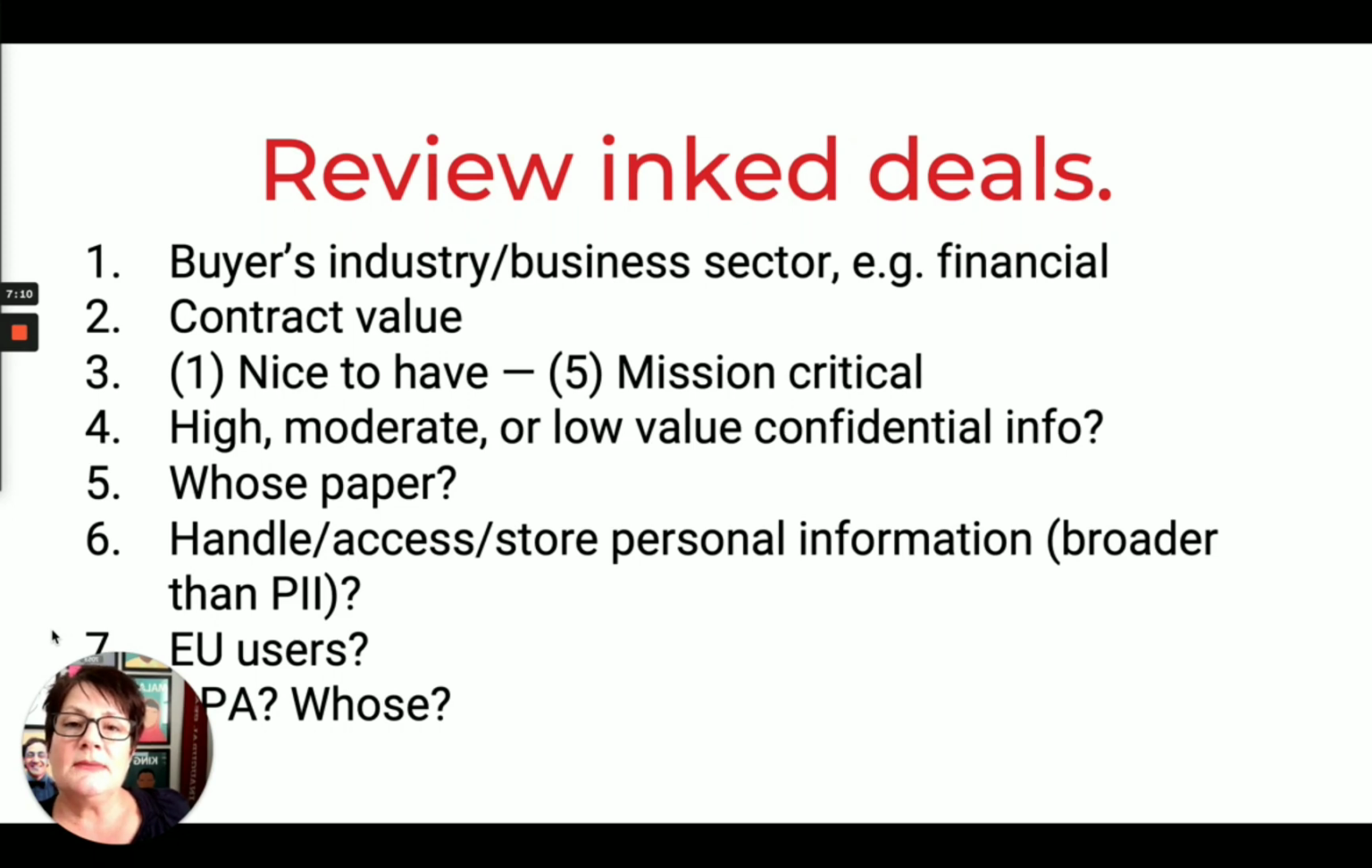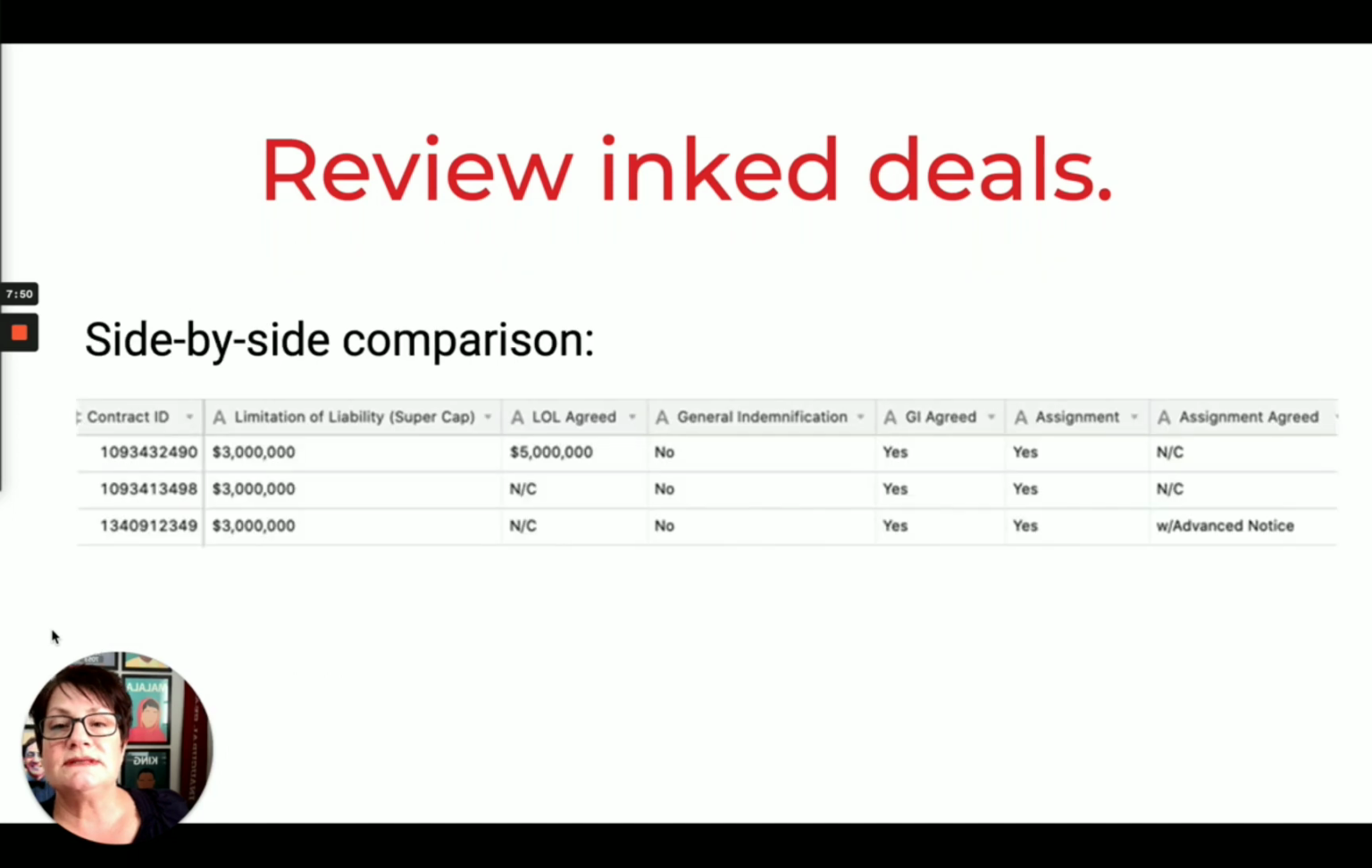Then for each agreement, you're going to identify the buyer's industry, the contract value, whether the buyer perceived your solution to be a nice to have or mission critical, such that if your solution goes down, the lights go off, whether you're handling high, moderate, or low proprietary or confidential information, whose paper the deal was done on, whether you handle, access, store, process personal information, and if so, whose personal information are you handling? And finally, did you do a DPA? And if so, whose DPA did you use?